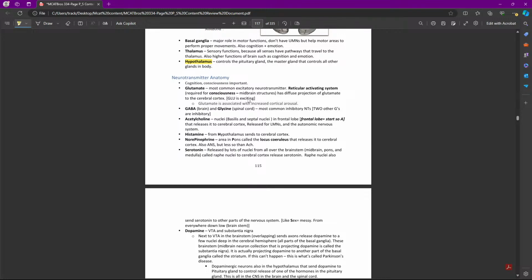Dopamine is an exciter, I don't think it's considered an exciter. It's a reward neurotransmitter. Norepinephrine is a stress-release neurotransmitter. Acetylcholine is used for activating muscle contraction. GABA is an inhibitor. Glycine is an inhibitor in the spine. That's basically my general list. So GABA and glycine are the most common inhibitors. Acetylcholine is in the frontal lobe and released for lower motor neurons.